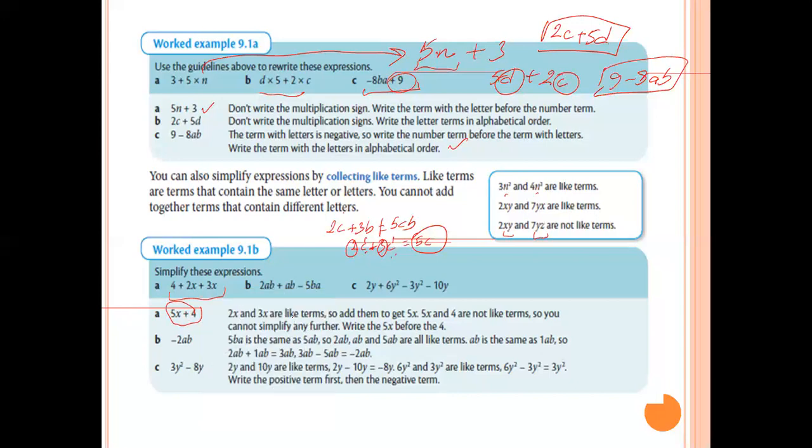2x and 3x are like terms, so add them to get 5x. 5x and the 4 are not like terms, so you cannot simplify any further. Write the 5x before the 4.